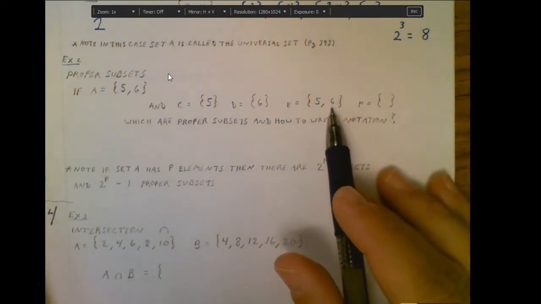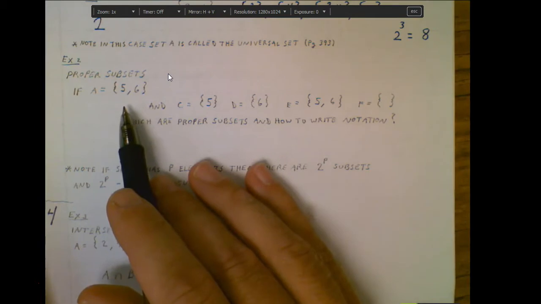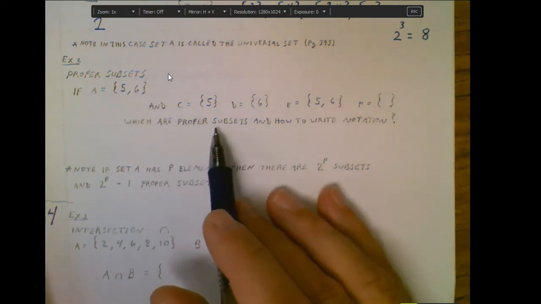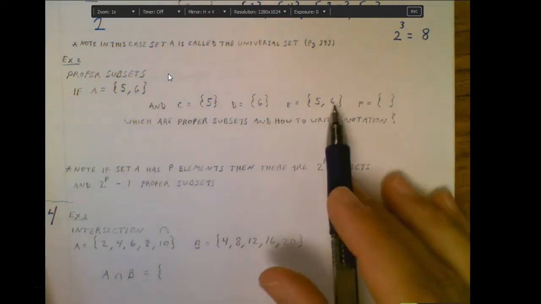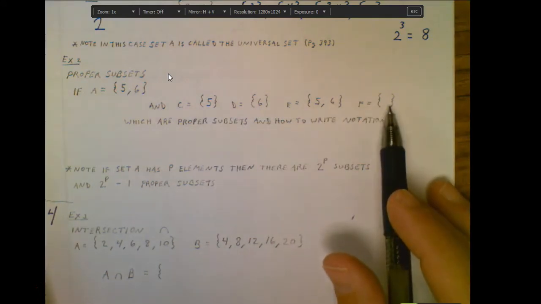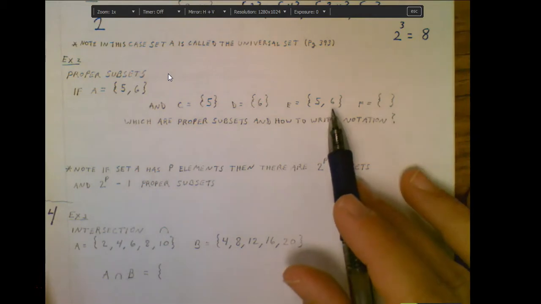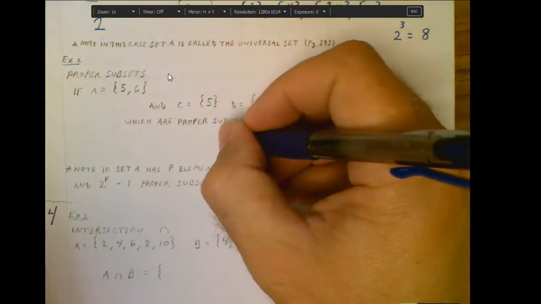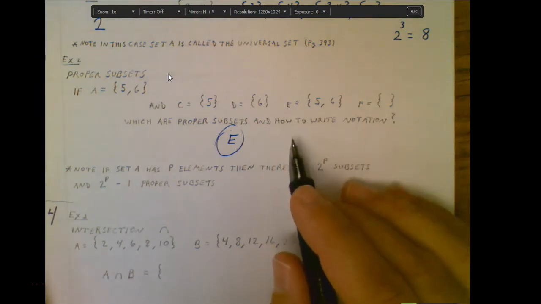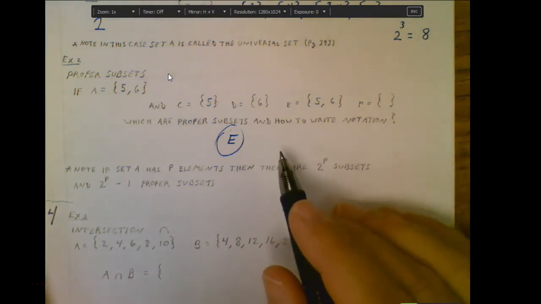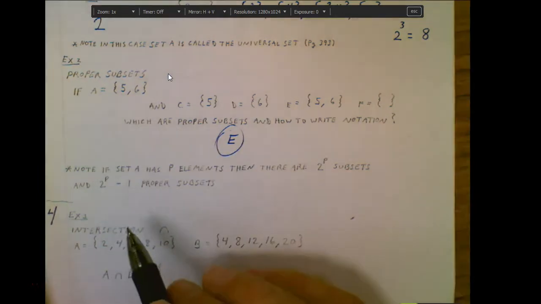You can't include him. So if set A was 5 and 6, and I said list all the proper subsets, look at all these guys. These are all of your subsets of A. The only one that is not proper is E. So in this case, choice E here is the only one that is not a proper subset of set A.